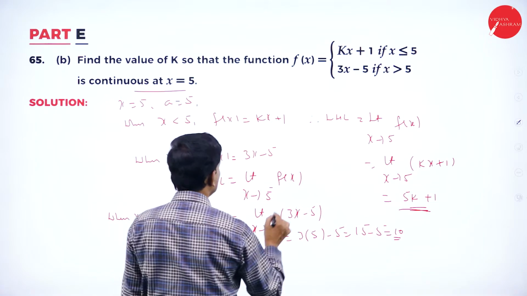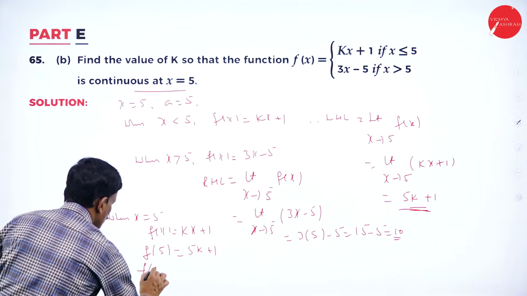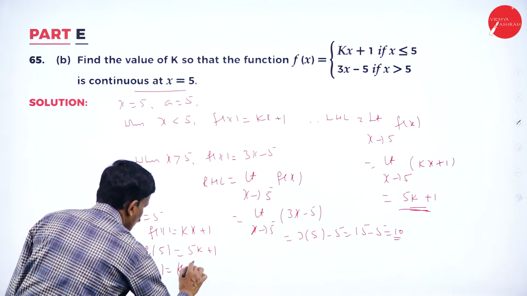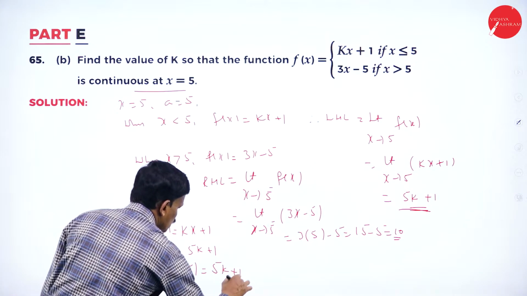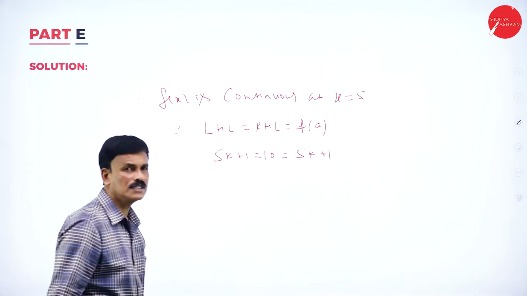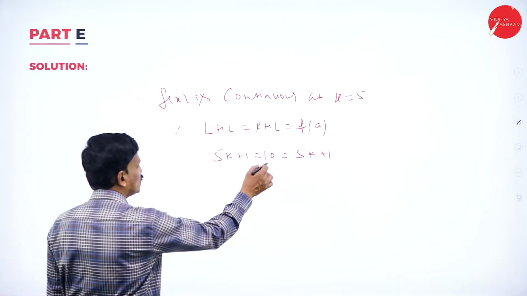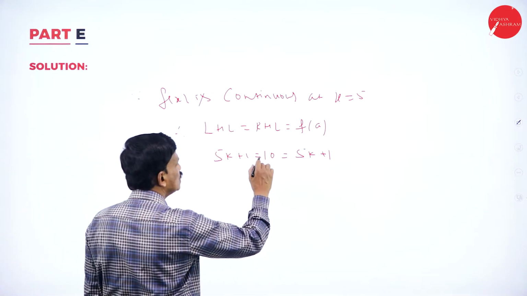The functional value f of a, that is f of a, is equal to f of 5, that's equal to 5k plus 1. That's it. This is given. So left hand limit is equal to right hand limit is equal to functional value. Now just equate first and second or second and last.